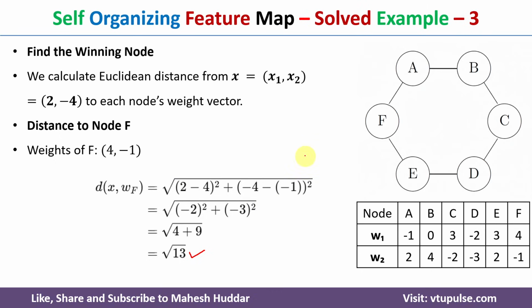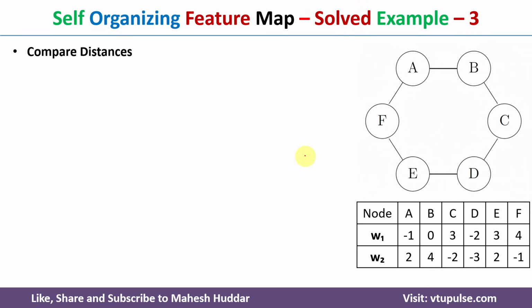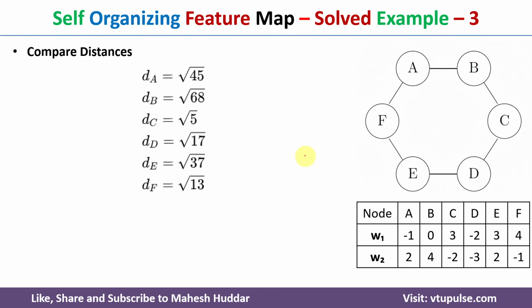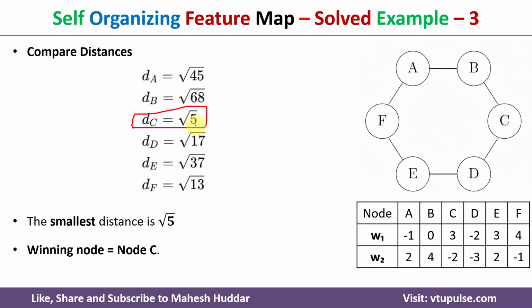Once you have found the distance for all the nodes, next we need to compare the distances. Here we can see that for node C, we are getting a distance of square root of 5. This is the smallest distance among all the distances. So the winning node will be node C.